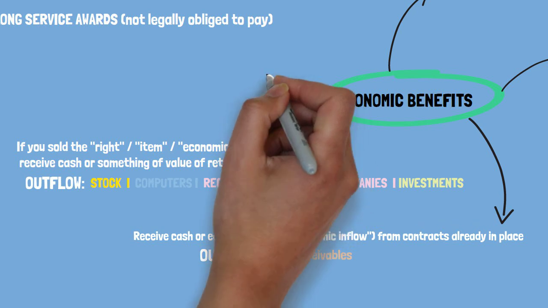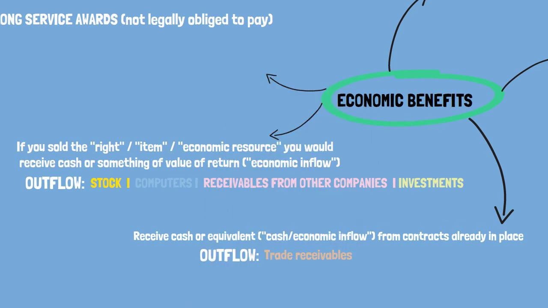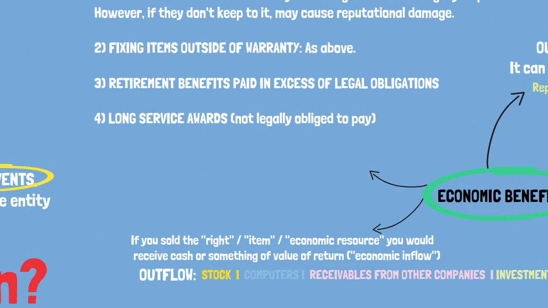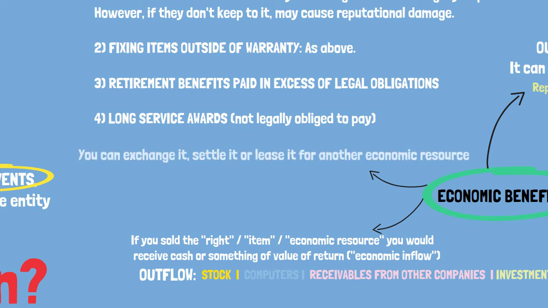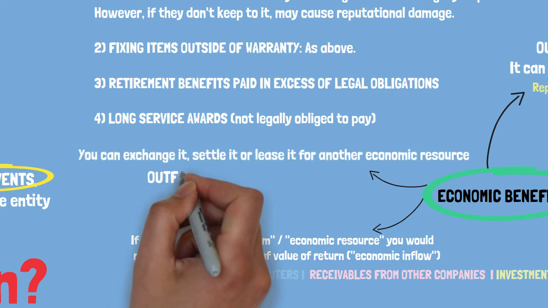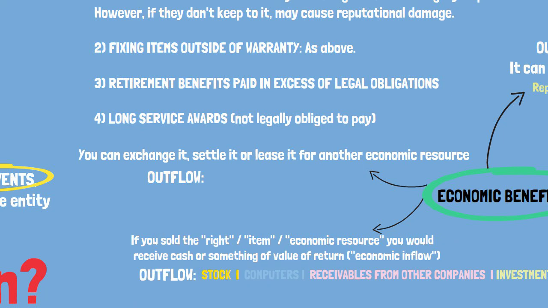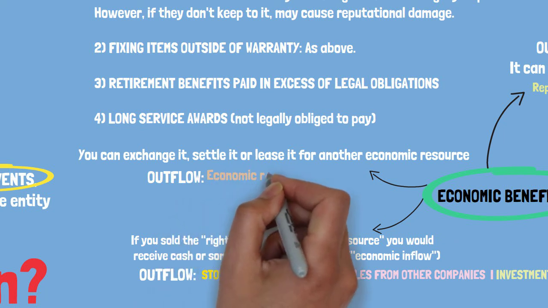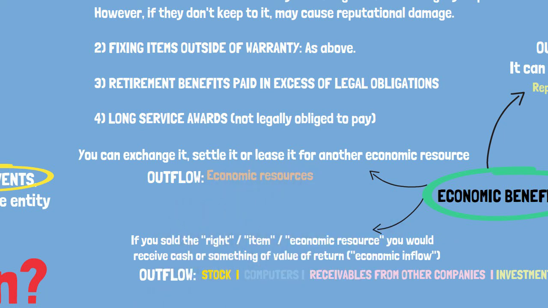And lastly, it could be something you exchange or settle or lease for another economic resource. Yeah? So in that case, it could be anything. You could be outflowing anything. You could be exchanging your trade debtors for PPE. In that case, the outflow is your debtors. The inflow, your economic benefit, is getting PPE or fixed assets.